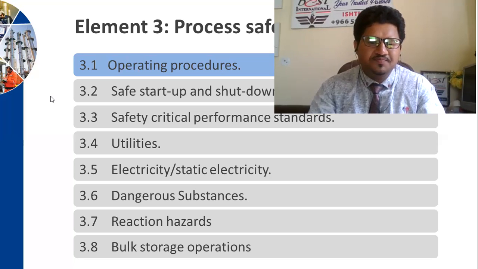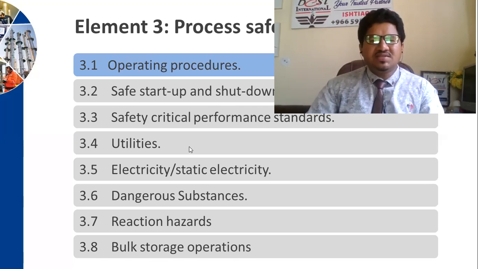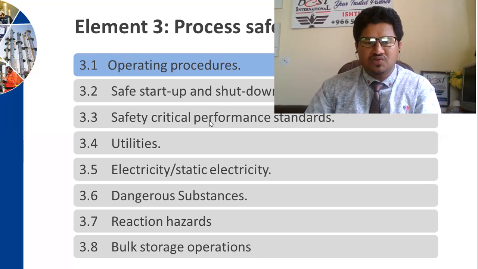3.7 is all about reaction hazards, and 3.8 is bulk storage operations. So we will discuss the 8 sub-elements of element 3, process safety hazard control. So let's start with operating procedures.